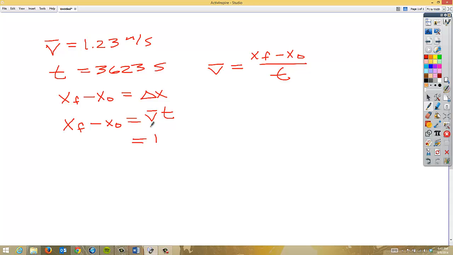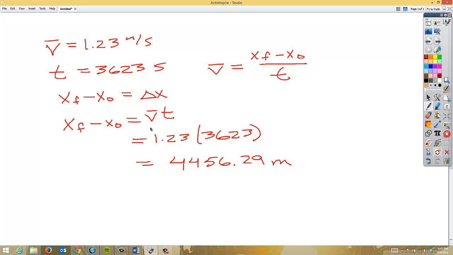We know our velocity is 1.23 meters per second, and we know that our time is 3,623 seconds. If I take 1.23 and multiply it times 3623, I end up with my answer. That answer is about 4,456.29, and our unit here, because we're looking for how far he went, we wanted to know his displacement, would be in meters.